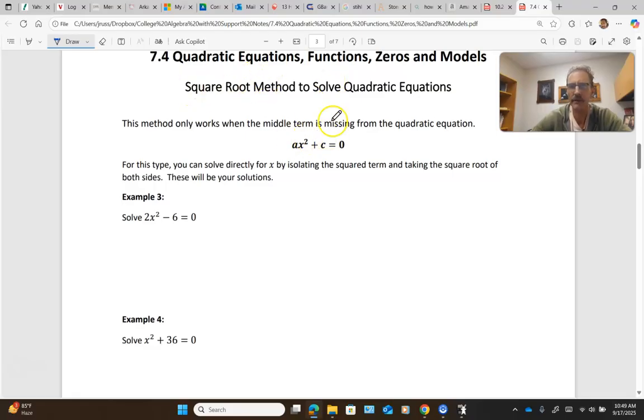Sometimes they can be solved by factoring, but we're not really going to get into that. But they can all be solved using what's called the square root method. Okay, and this just means that we can isolate the variable. The reason we can do that, guys, is because there's only one term that has a variable.